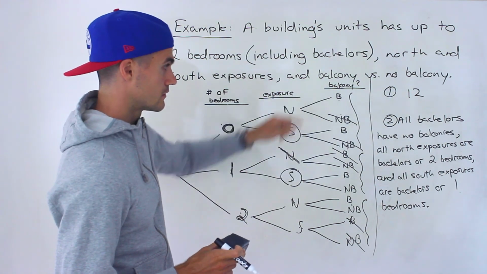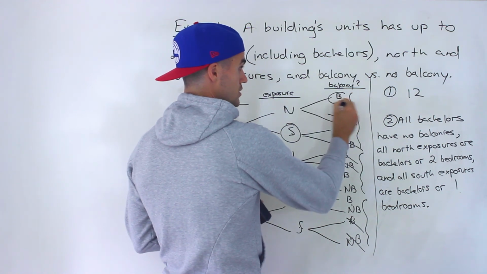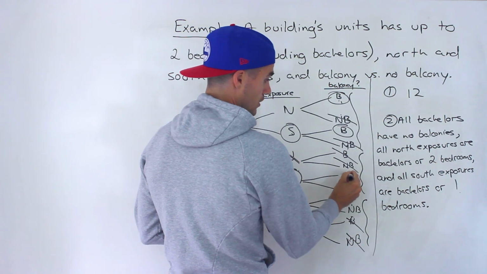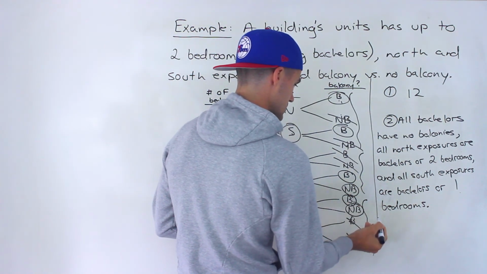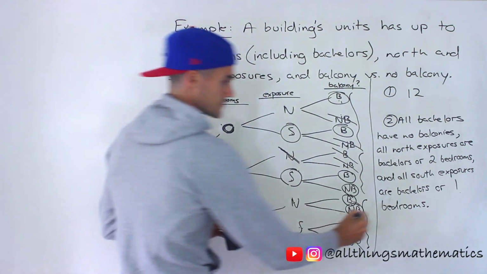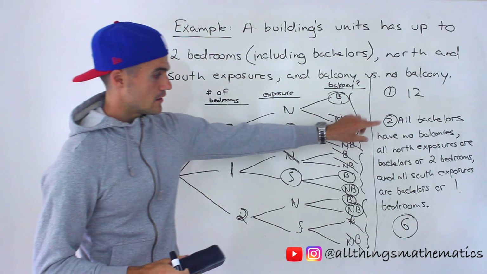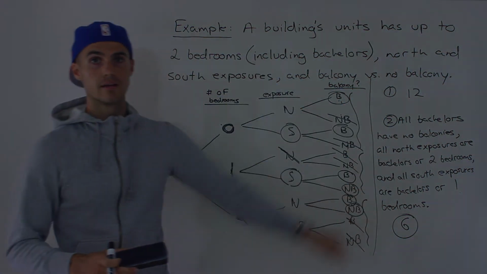And then for the rest, we can just count the number of units that are left. So 1, 2, 3, 4, 5, 6, and then that's it. So that's the answer. There are 6 units that are in line in this building with that information.